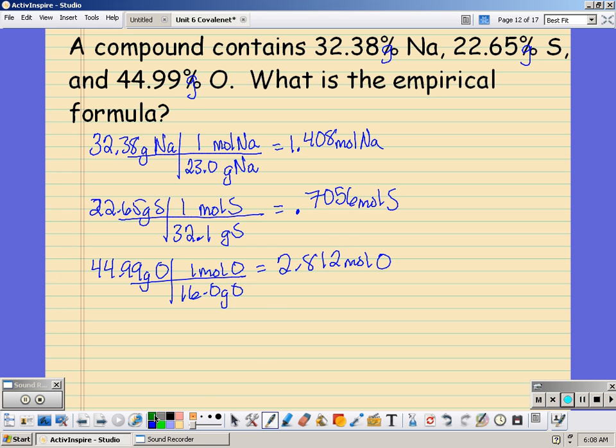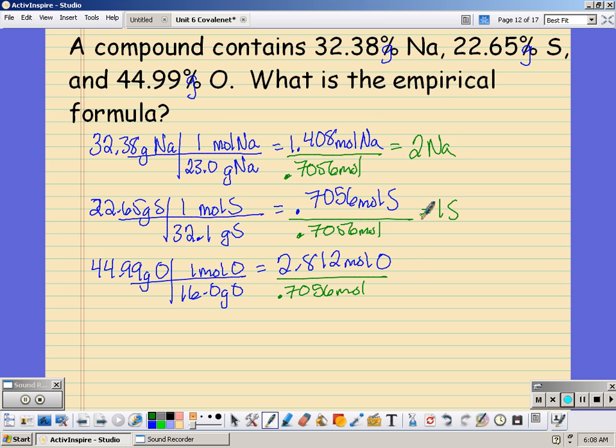Then we're going to divide by the smallest. So sulfur is the one that has the smallest number of moles. So we're going to divide all 3 of them by that value. And again, what we're doing is we're trying to find the ratio between our elements. So that would give us 1 sulfur, 2 sodiums, and 4 oxygens.